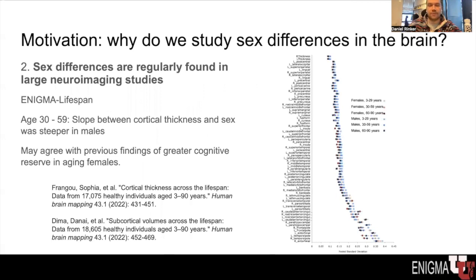Recently, the ENIGMA Lifespan group published a paper of brain structure across the lifespan and found a number of differences between the sexes at different ages, as is displayed in this graph here on the right. One of the strongest findings was in middle age, where the slope between cortical thickness and sex was steeper in males, meaning that at middle age, the cortical thickness of the brains in males was dropping off earlier in age. And this may agree with previous findings of greater cognitive reserve in aging females.